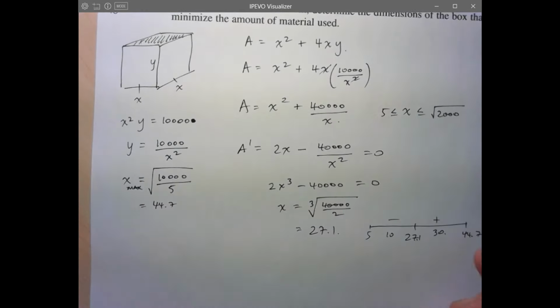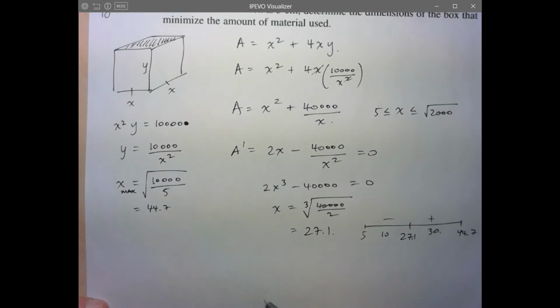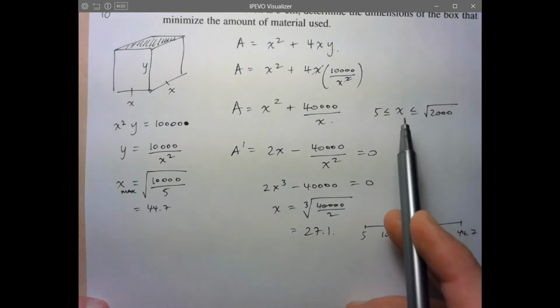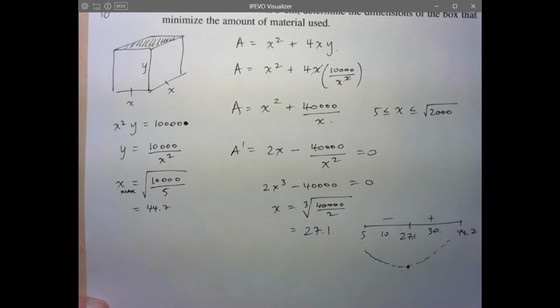Now, you'll notice that I'm not testing the endpoints. I'm going to do it in our traditional way on a closed interval, testing all the endpoints. But this is just to show you that even if you hadn't gotten to the point where you found it, do as much as you can. And we see here that we can make the argument that between 5 and 27.1, it's continually decreasing to the local minimum, and then it's continually increasing.